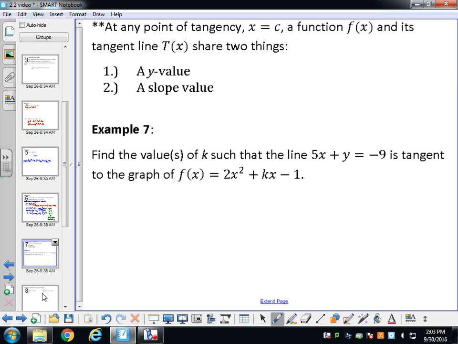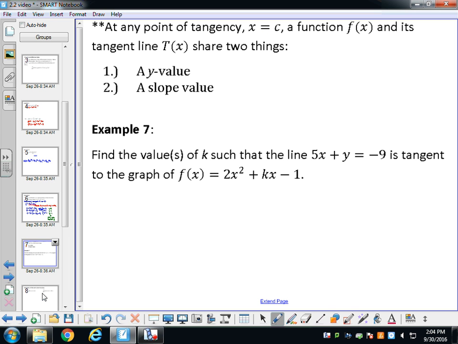I want us to remember, at any point of tangency, a function and its tangent line share two things. They're going to have the same y value because they're going to share a point, so they have the same x and y value. Also, they're going to have the same slope at that specific x value. So I need to use both of those pieces of information to help me solve example 7.